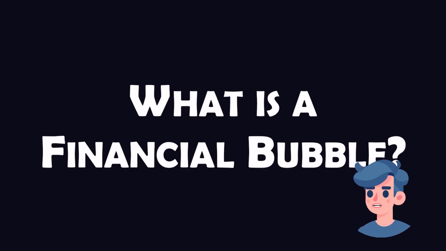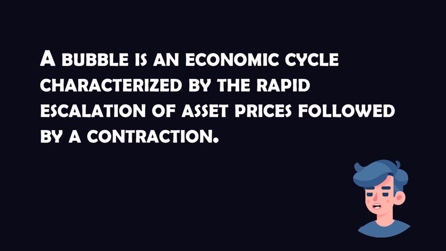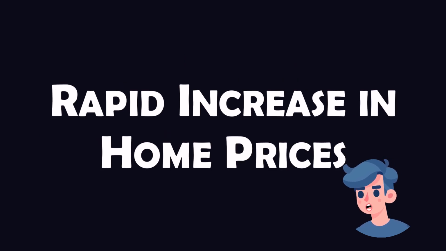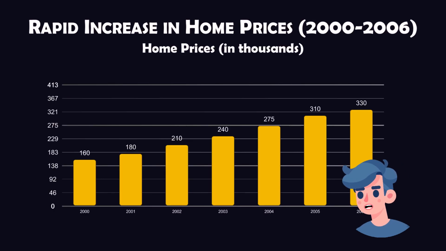To understand the housing bubble, we first need to understand what a financial bubble is. A bubble occurs when the price of an asset, housing in this case, rises rapidly to levels far beyond its intrinsic value. Let's start by looking at home prices from the early 2000s up to the peak of the bubble in 2006. Home prices increased sharply during this period, driven by aggressive lending practices and speculative investment.